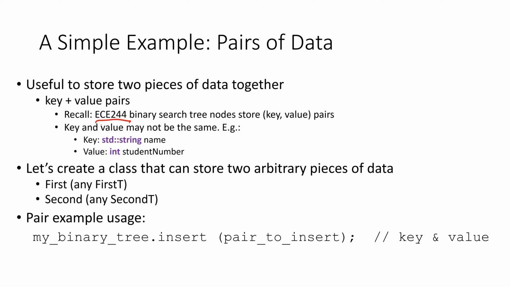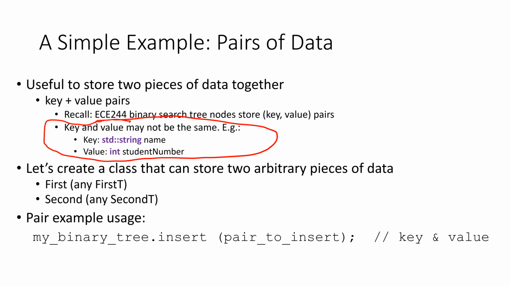Let's just say that you're writing a binary search tree. It's pretty common to have, well, all binary search trees have a key and a value, right? And the key could be any type, and the value could be any type. So let's say, for example, I want to look up student numbers by the student name. The key is a string, and the value is an integer.